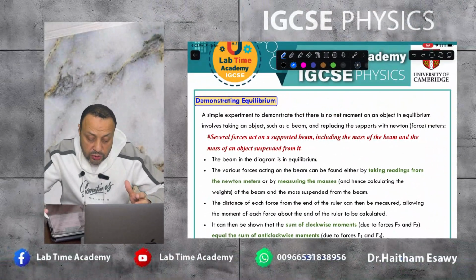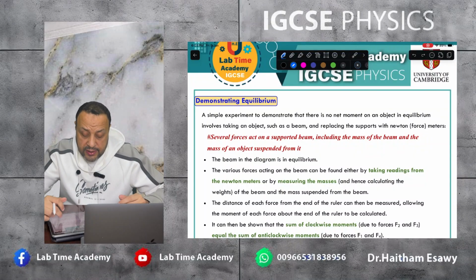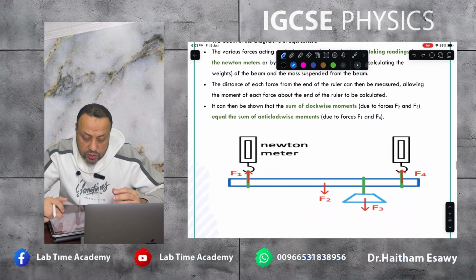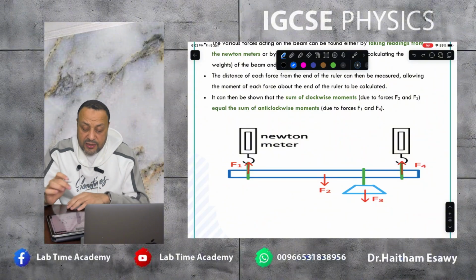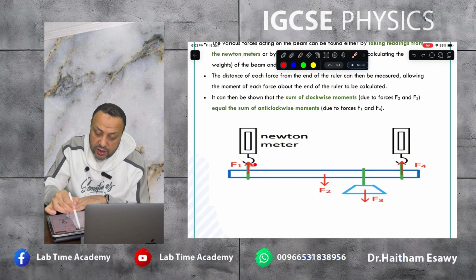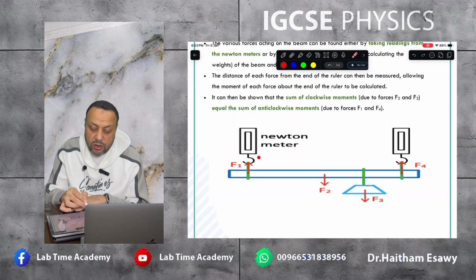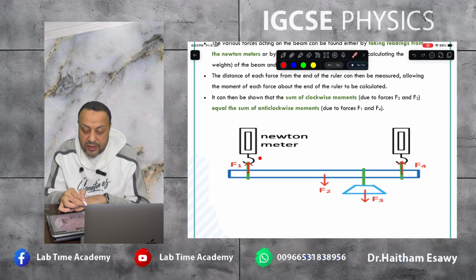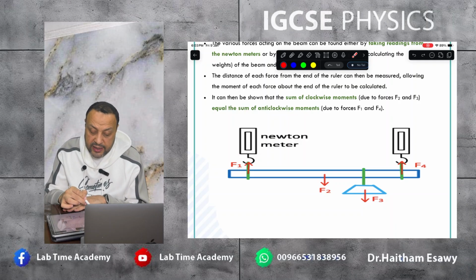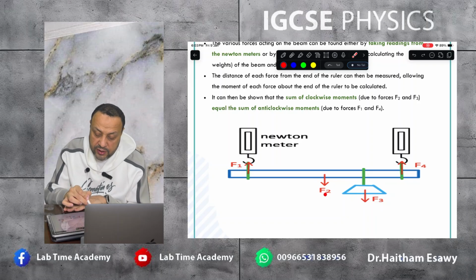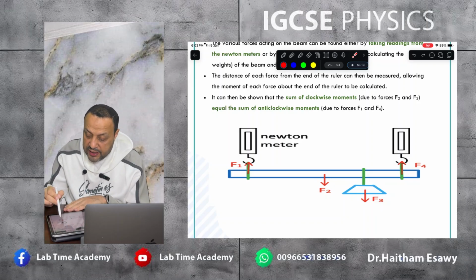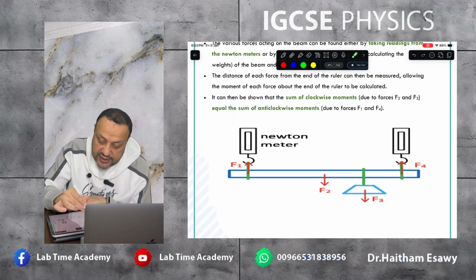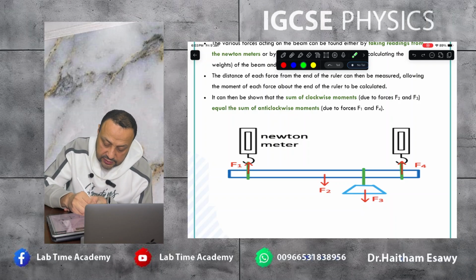And now we want to demonstrate equilibrium. Actually, this is an experiment to demonstrate the equilibrium. As you see in front of you, we have Newton meter. And actually, we can use the Newton meter to measure the force. Here we have how many forces? We have F1, F2, F3, and F4. This is the pivot. So this will be the pivot here.